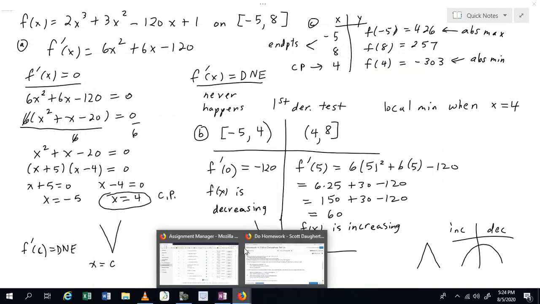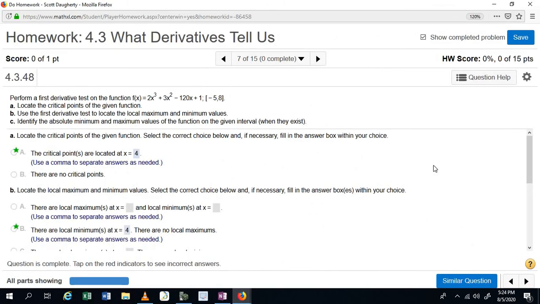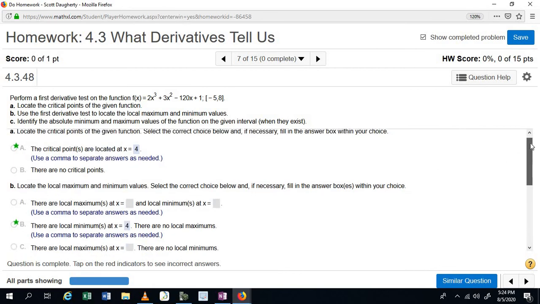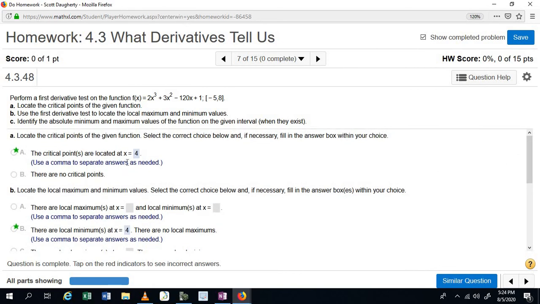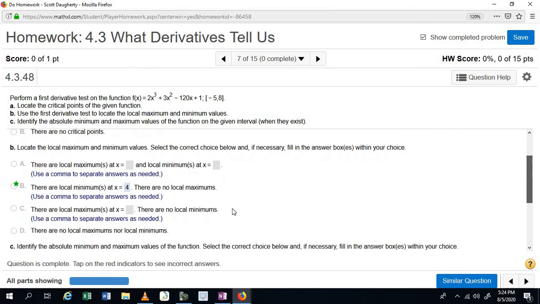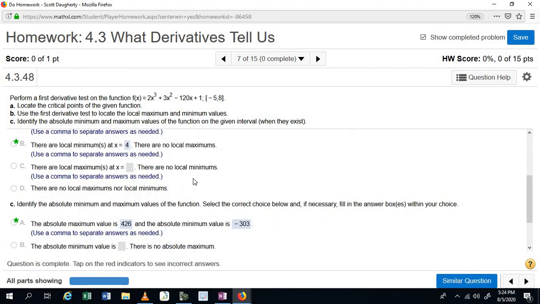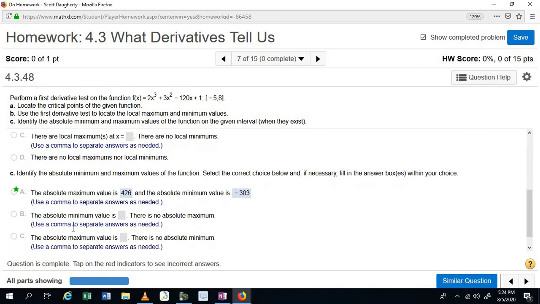Okay, so going back to MyMathLab just to double check this, the critical point we found to be at x equals 4. And we determined that there was a local minimum at 4, but no local maximums. And then the absolute maximum value was 426, and the absolute minimum value was -303.